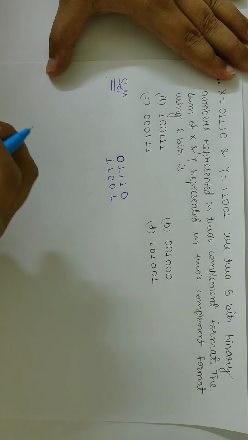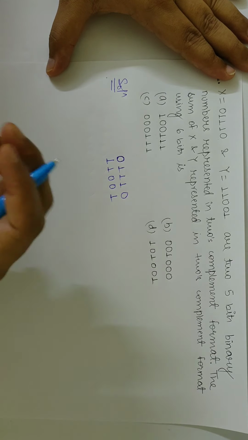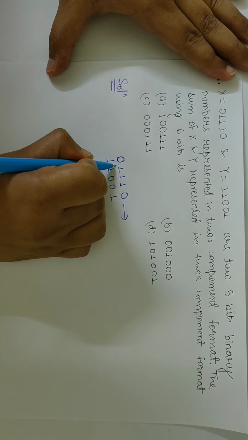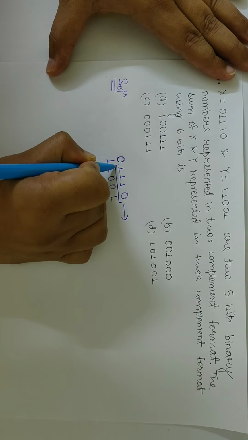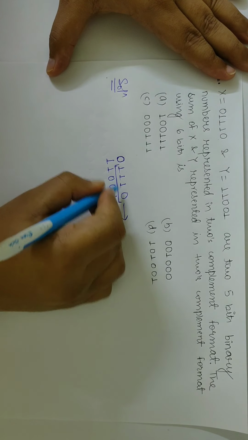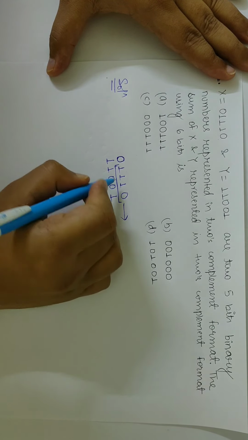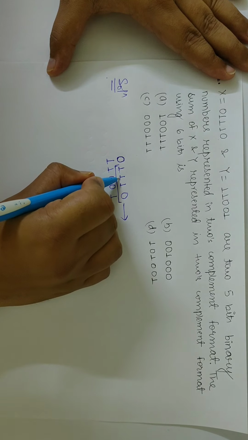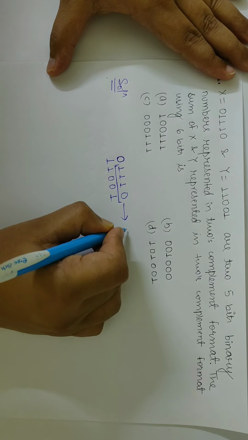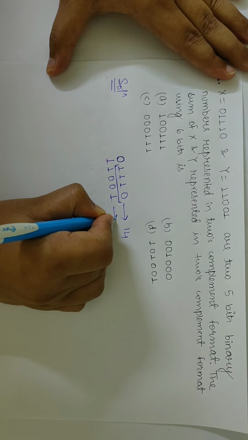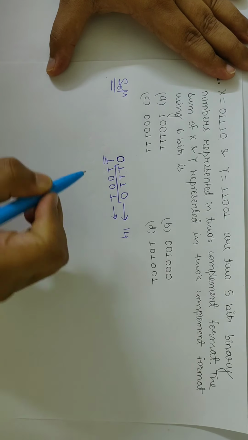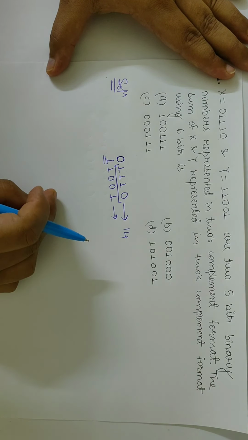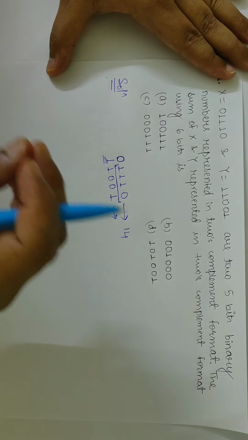Now, how to get the magnitude of a positive or a negative number? If the number is positive, just leave the MSB and make the binary equivalent of the remaining bits. So the decimal equivalent of this number will be 8 plus 4 plus 2, which is 14. And if the number is negative, how to get the decimal equivalent? Just take the 2's complement of this number, and whatever number comes will be the magnitude of that number.